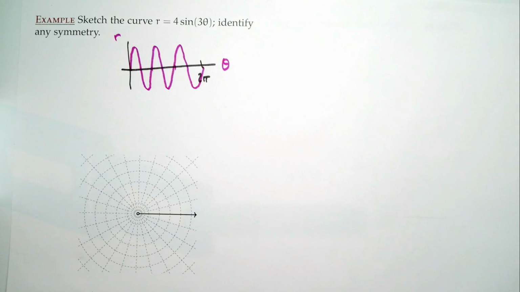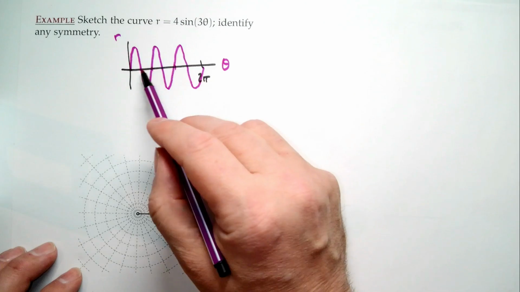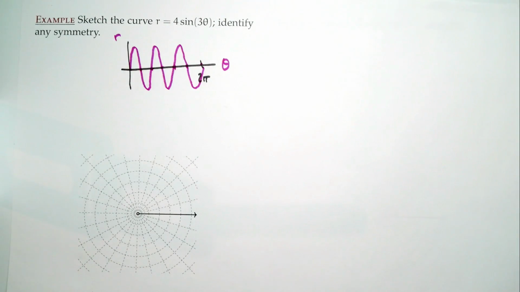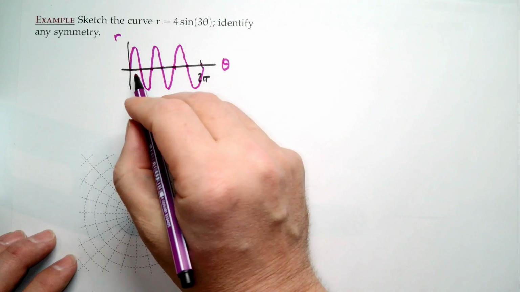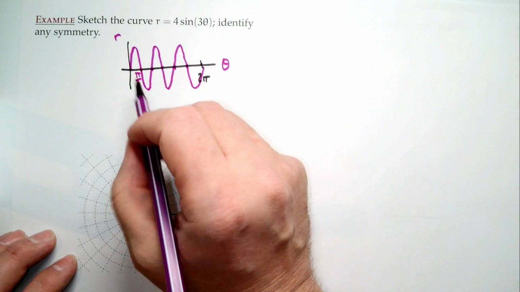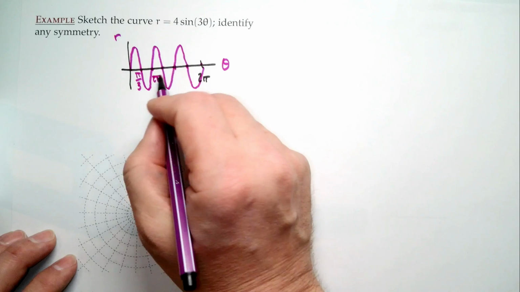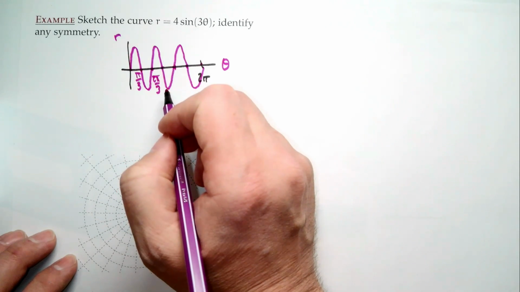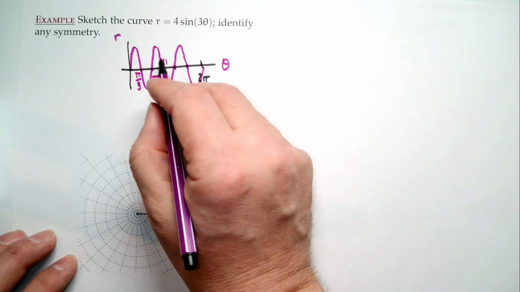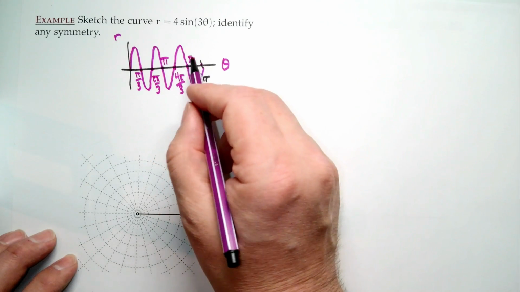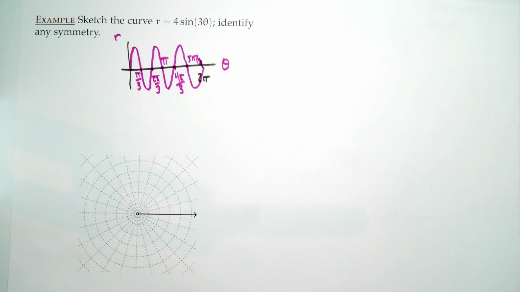All right, so we need to identify key points. Well, let's talk about the zeros. Where do we have zeros at? Pi over 3? Okay, let's see. I think that one would be here. I hope. Okay, where else? Two pi over 3. And? Pi. Okay. Also known as 3 pi over 3. And then? 4 pi over 3. Okay, we've got one more. Okay, 5 pi over 3. All right, so those are when we're going to hit the origin.